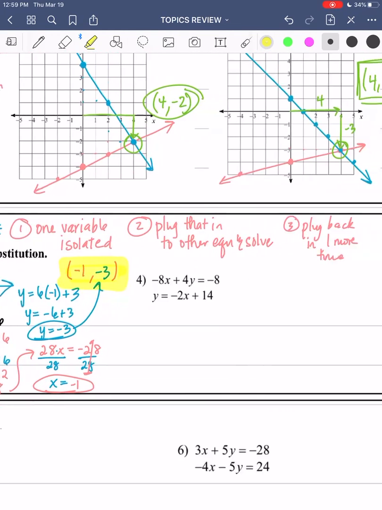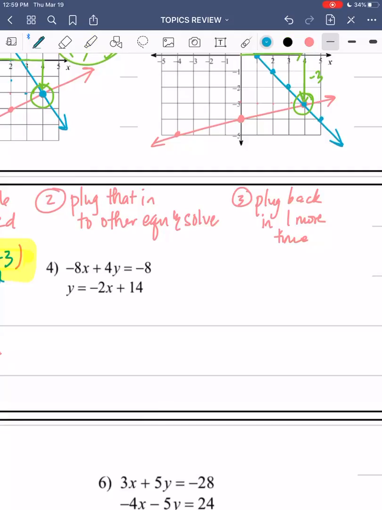All right, let's do one more of those so we can see it. Okay, we already have y by itself. We know that y is equal to negative 2x plus 14. Well, look, there's a y right here, so I'm going to put that in. I'm going to copy down the first equation, negative 8x plus 4, but instead of y, I'm going to plug in negative 2x plus 14. Then I'll keep writing, equals negative 8.